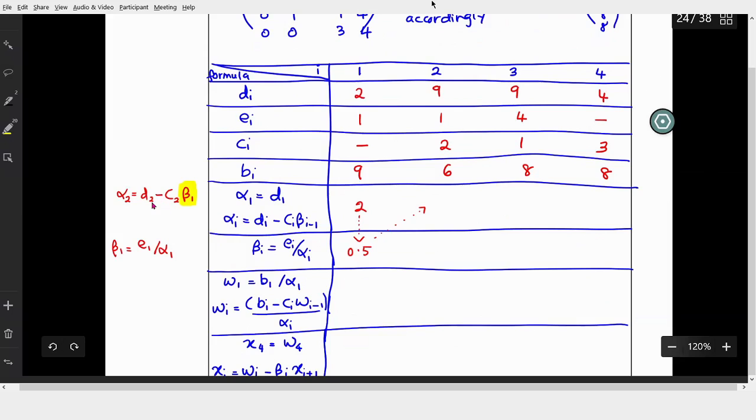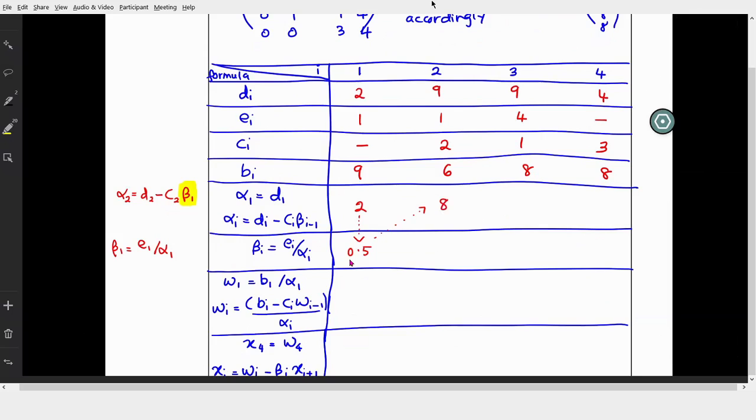So D2 is okay because we have D2 which is 9. Minus C2, C2 is 2 here. Beta 1 is 0.5. You have just computed beta 1. So put the value in the formula here and there. So you come out with alpha 2 which is 8 in this case.